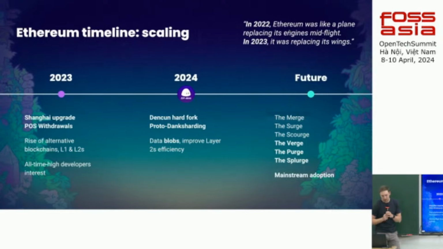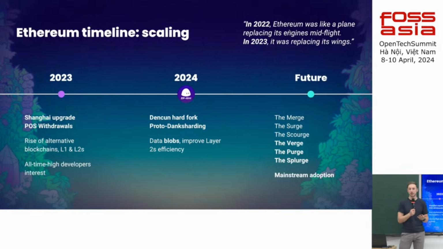Moving forward again, 2023, more upgrades. Stakers were able to withdraw their funds. A lot of developer interest in general. There was the rise of alternative blockchains. I mentioned that earlier, but layer 2s and even other layer 1s, other blockchains, got more popular. So a lot of excitement around the space globally.